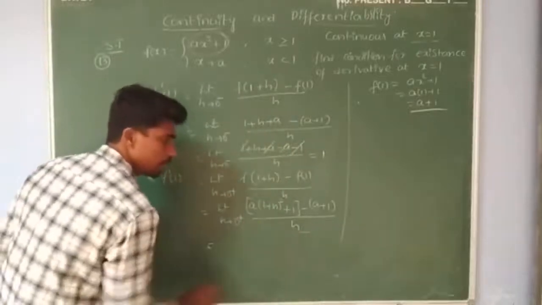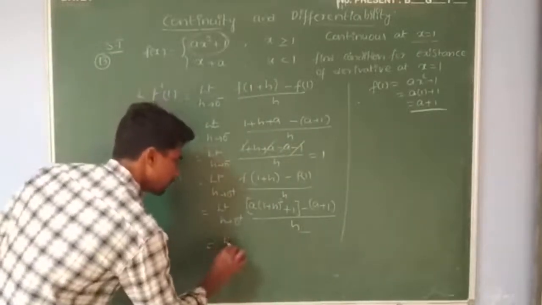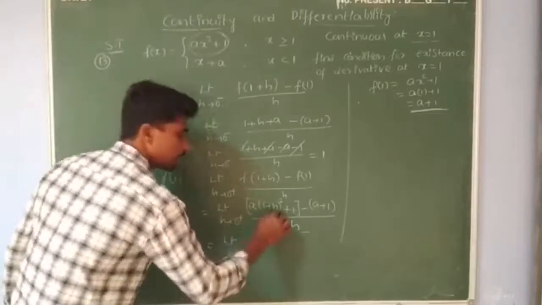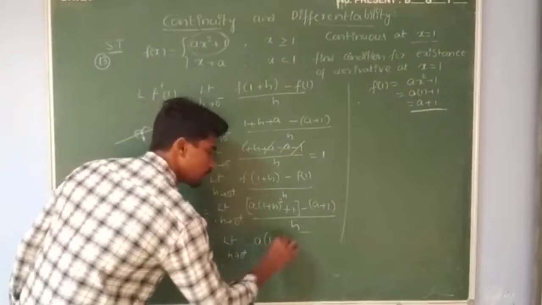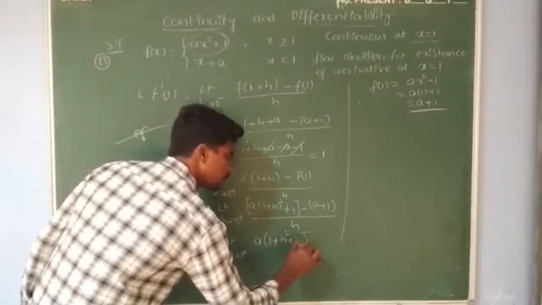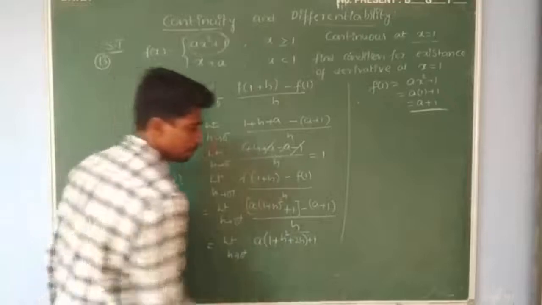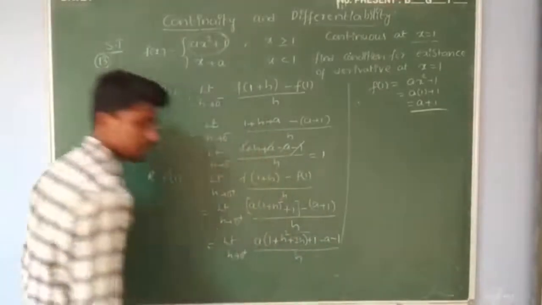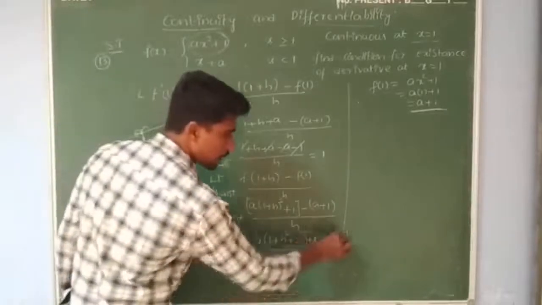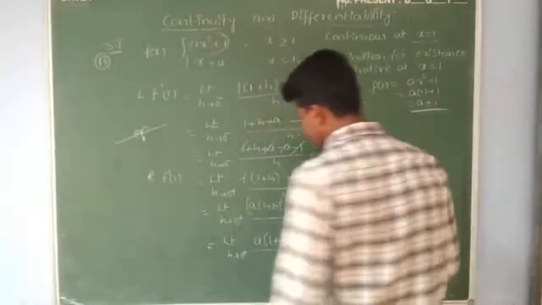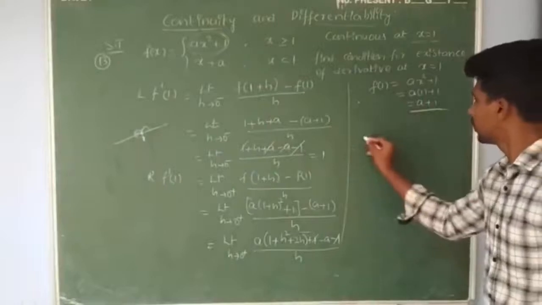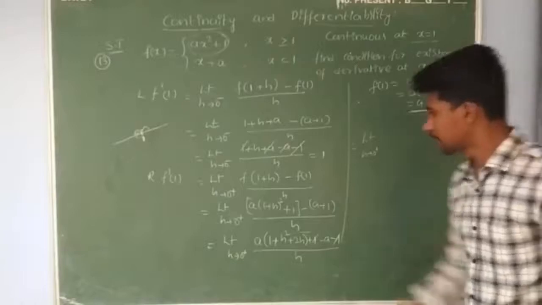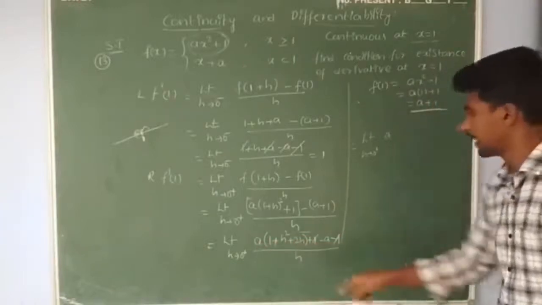Now expand (1 plus h) whole square. Limit h tending to 0 plus, a into (1 plus h) whole square is 1 plus h square plus 2h plus 1 minus a minus 1 by h. Now I can cancel plus 1 and minus 1. Further I am simplifying here.